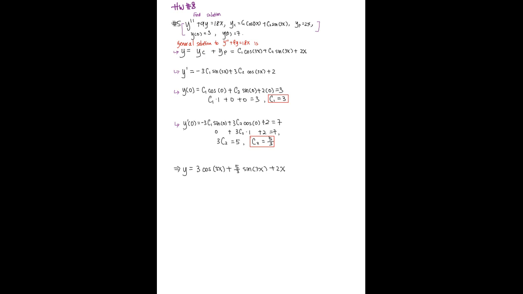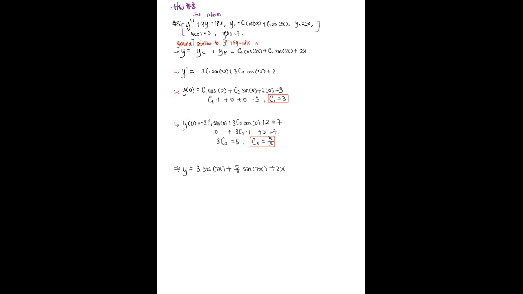Then I can plug in the initial value, y sub 0, which is equal to the whole equation, equal to 3. Then I get c1 times 1 plus 0 equals 3, so c1 is equal to 3. And then plug into the first derivative equation, which equals 7. y prime of 0 is equal to negative 3c1 sine of 0 plus 3c2 cosine of 0 plus 2 equals 7. Then finally I got 3c2 equals 5, then c2 is equal to 5 over 3.